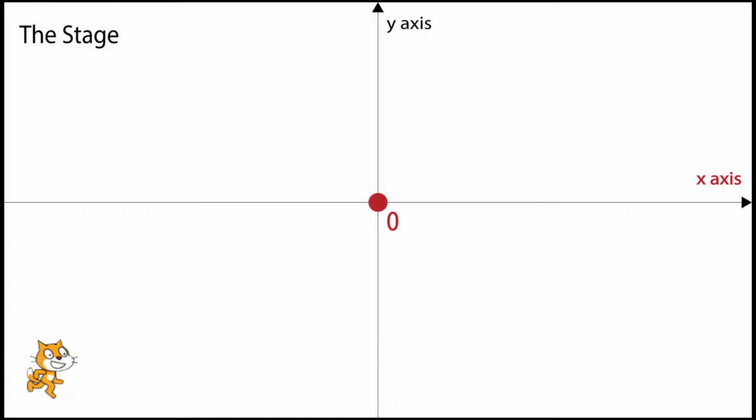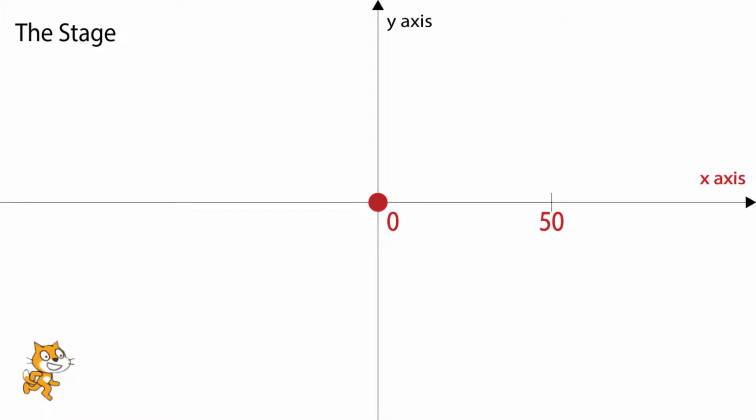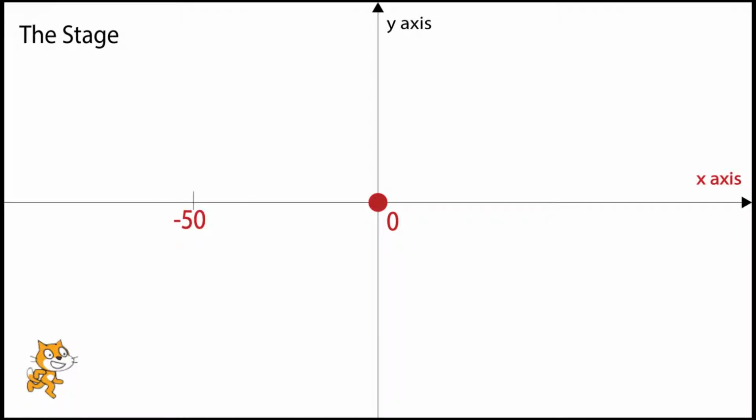So let's look at the X-axis first. In the center of the stage, the X-axis has a coordinate of 0. As we move to the right, the X-coordinates increase in size. Now we can see an X-coordinate of 50. As we move to the left of 0, the X-coordinate values decrease in size. Here we can see a value of -50.